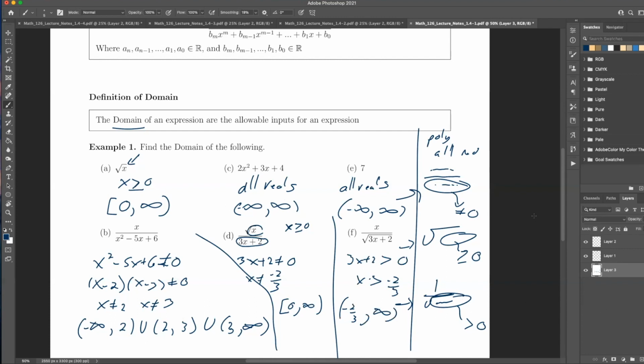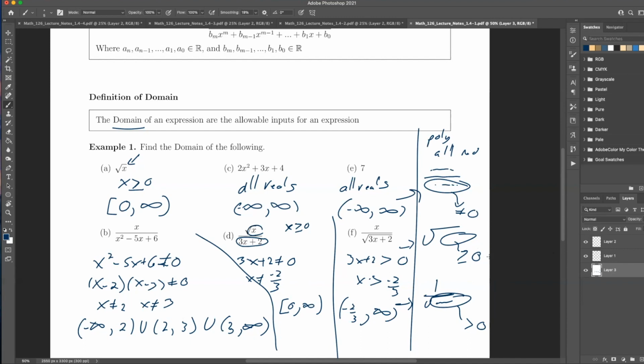So when you're dealing with the domain, usually if it's a polynomial, anything is allowed. Irrational, just take whatever's on the bottom, set it not equal to 0. And that figures out what numbers you have to throw away. Here, this was 2 and 3. Here was the negative 2/3.